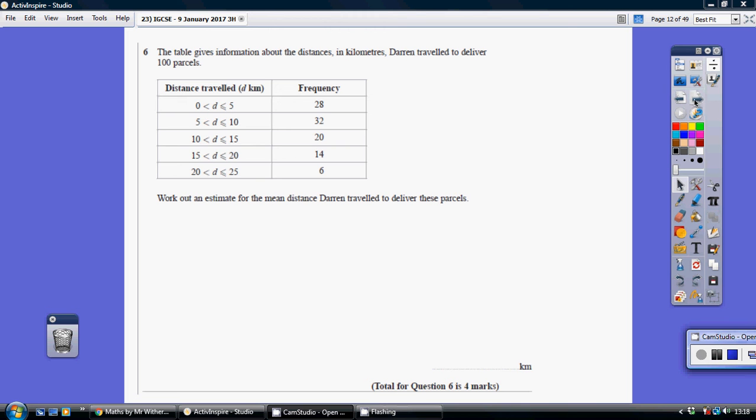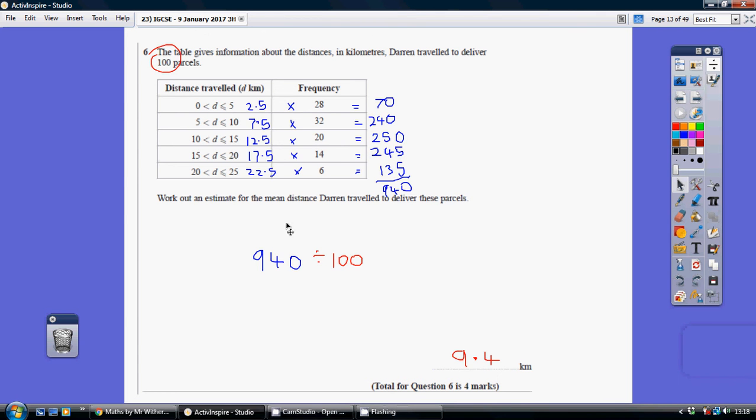Question 6. Now we're being asked to work out an estimate for the mean.